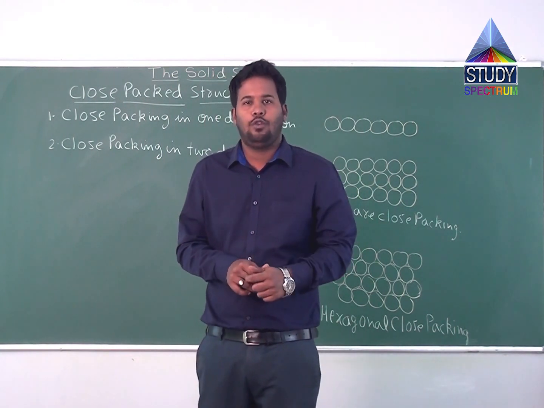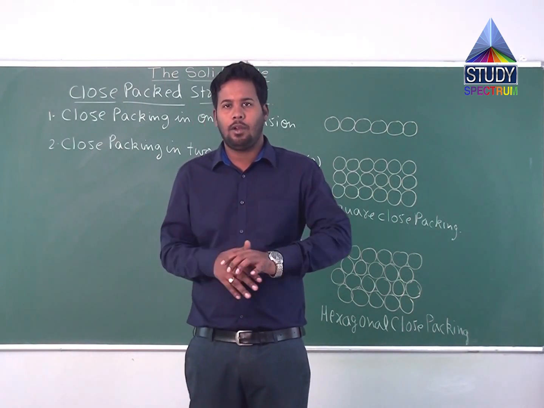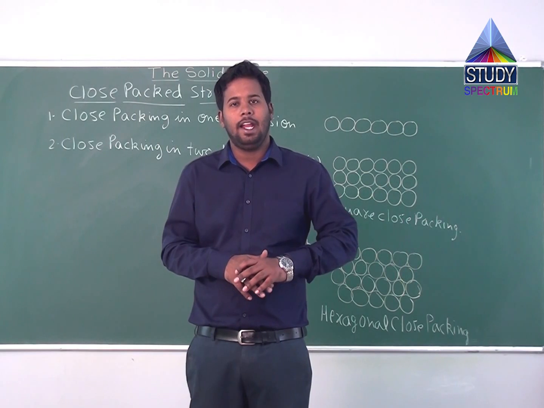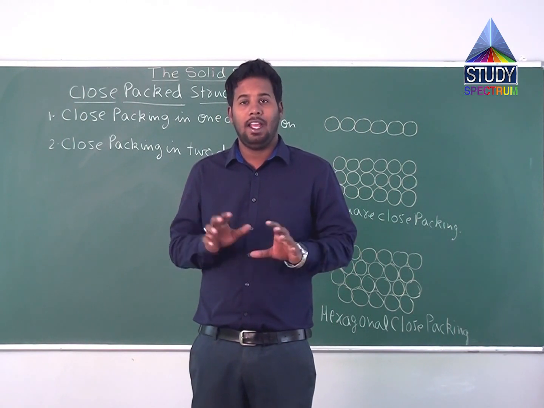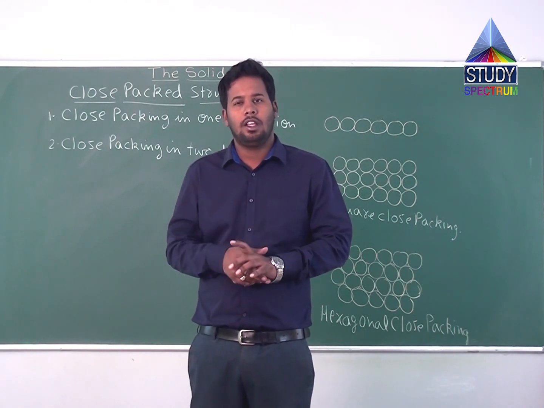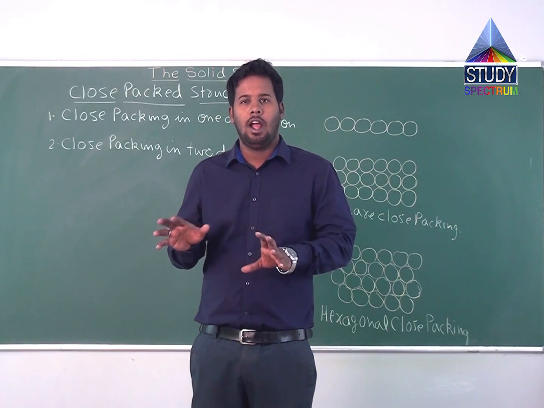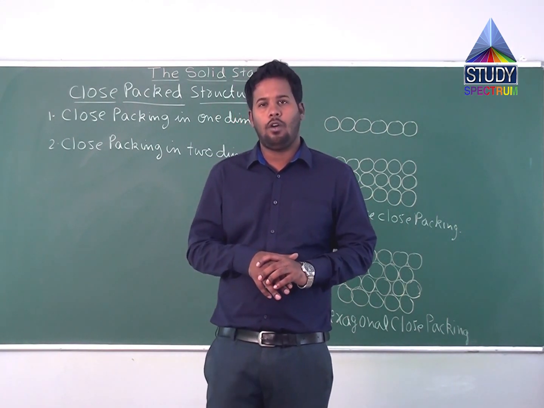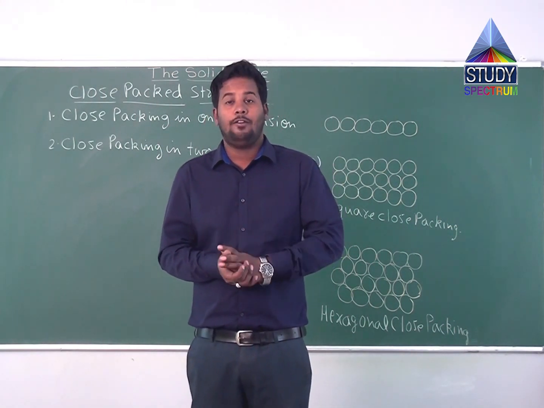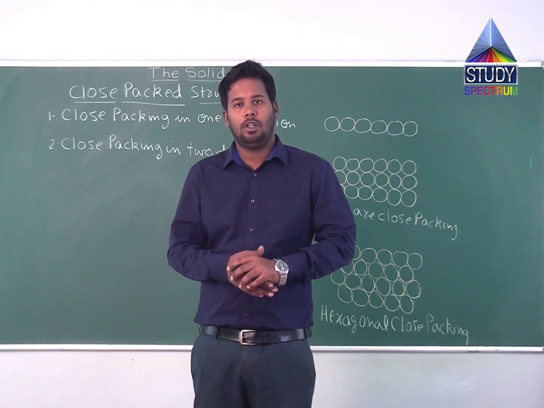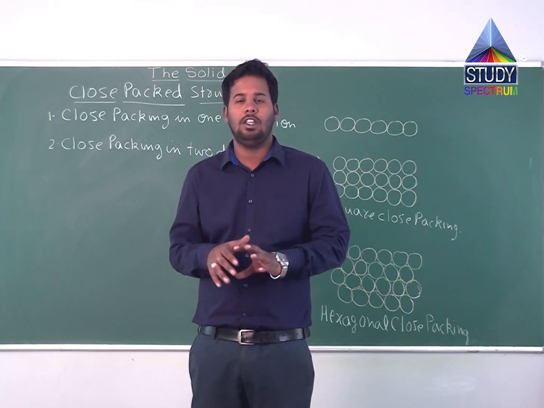So we have just seen how to find the number of atoms in a unit cell. In a primitive cubic unit cell, the effective number of atoms was coming out to be 1. Why? 8 into 1 by 8. Every atom placed at the corners of a cube is shared by 8 different cubes, so the share of one single cube will become 1 by 8. And since there are 8 different corners, the effective number of spheres or atoms in a primitive cubic unit cell was coming out to be 8 into 1 by 8, that is 1. The effective number of atoms in a body centered cubic unit cell was coming out to be 2, and in a face centered cubic unit cell, that is FCC, was coming out to be 1 plus 3, that is 4.